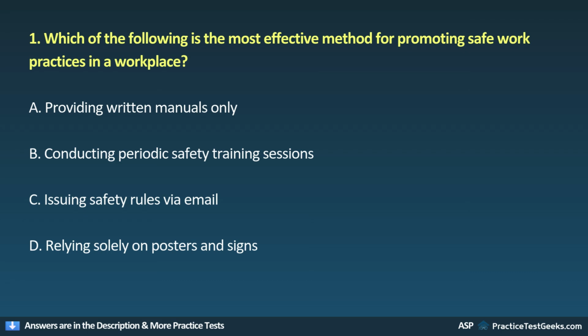1. Which of the following is the most effective method for promoting safe work practices in a workplace? A. Providing written manuals only. B. Conducting periodic safety training sessions. C. Issuing safety rules via email. D. Relying solely on posters and signs.